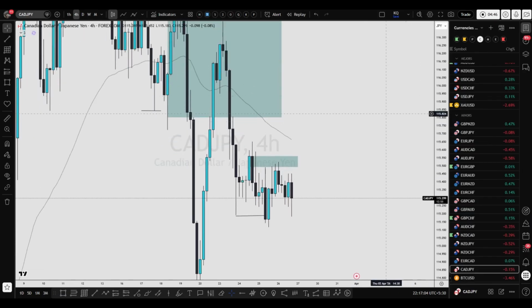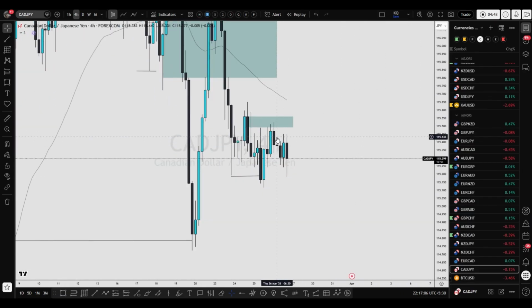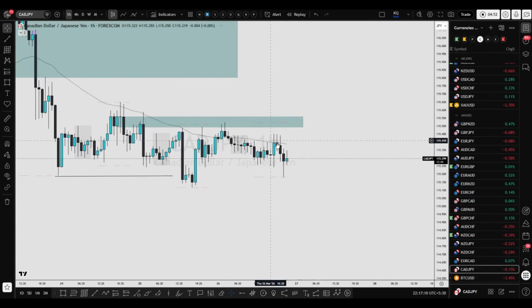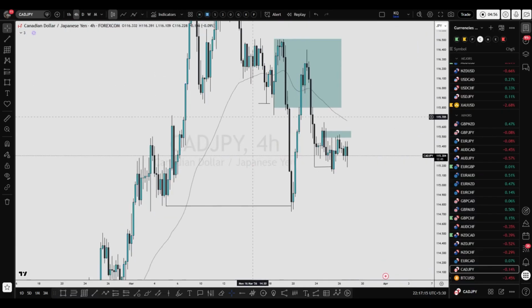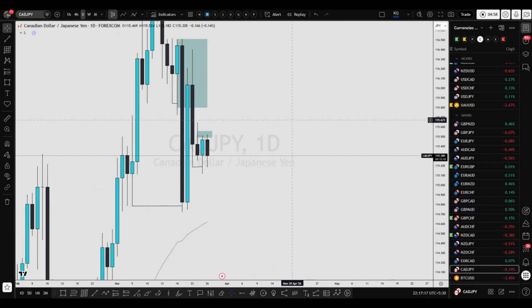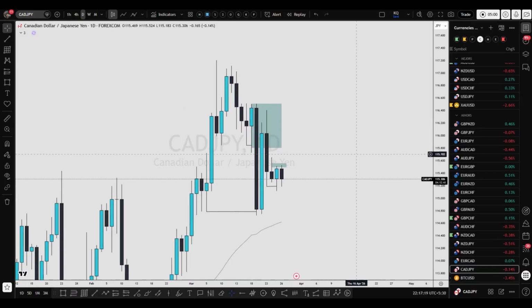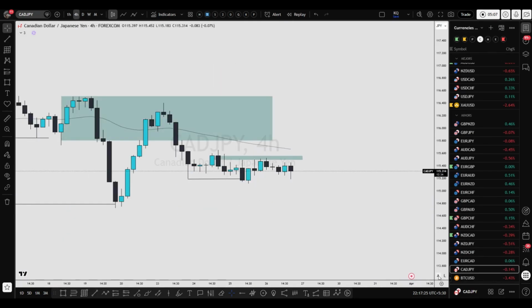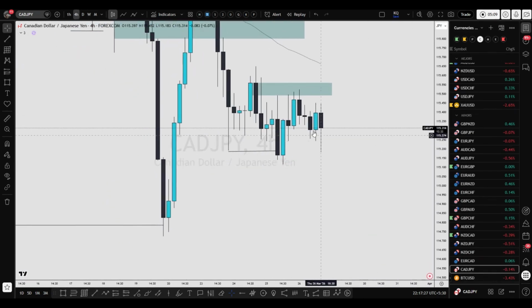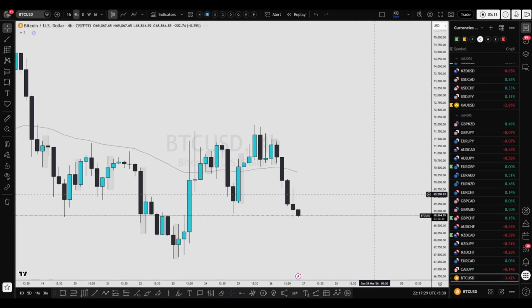CAD JPY is playing out pretty good. I was planning for this short in the pre-London session, but I missed this trade because of poor execution and I was not properly utilizing the daily time frame. In the daily time frame, the bearish breakout structure was not visible for me at that time. I'm just gonna let it play. Let's see how it unfolds.